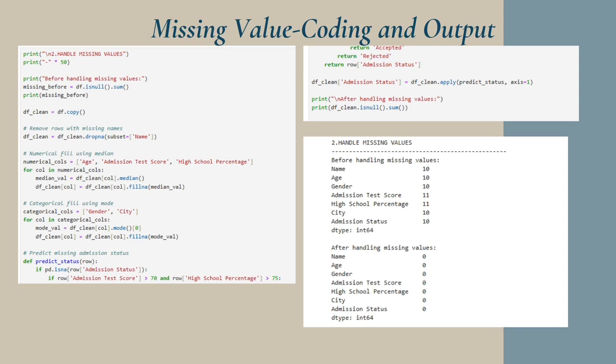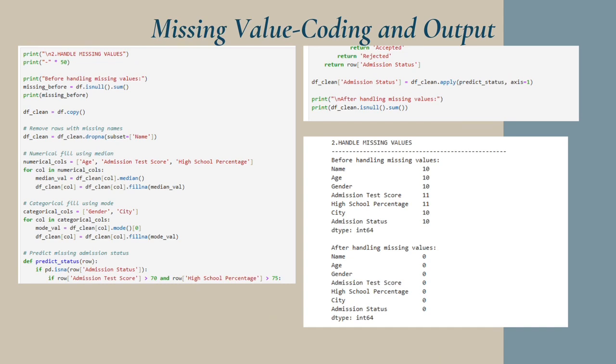Next, predict missing admission status. First, define a custom function to handle missing admission status. If the status is missing, if test score is greater than 70 and high school percentage is greater than 75, it will be accepted. Else, it will be rejected. If not missing, return the original value unchanged.